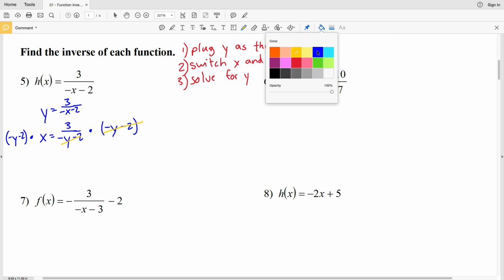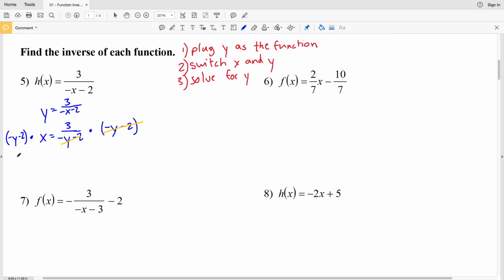So you can see I'll have negative y minus 2 times x equal to 3. Now my next step, you may want to distribute this x, but don't, because you want to get y by itself, and in order to do that, you'll want to move your other variable to the other side. So I'll divide both sides by x to get that negative y minus 2 equals 3 over x.